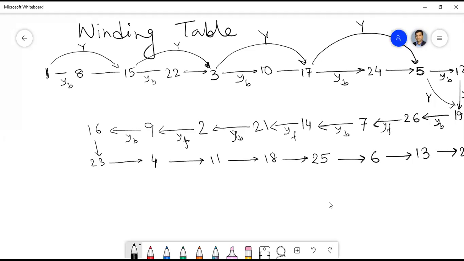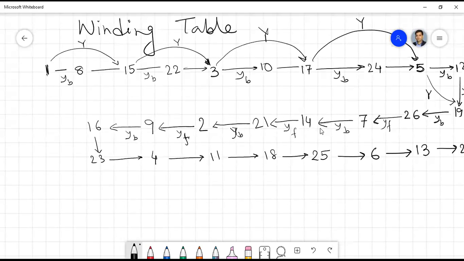So, these are the problems of this voltage mismatch in different parallel paths in lap winding. So generally, we use the equalizer connection, which equalizes the voltage in all the parallel paths. Now, what is the equalizer connection? I will discuss today.